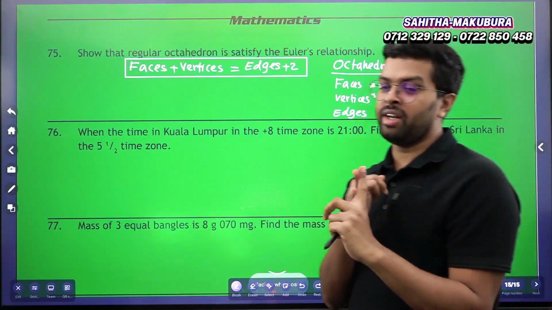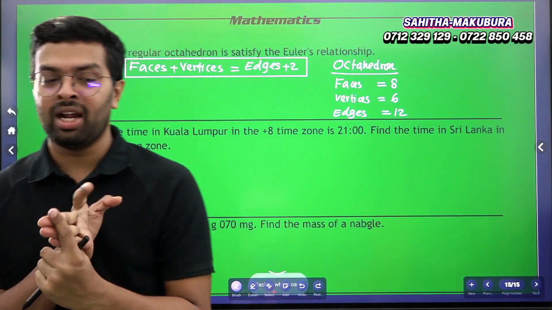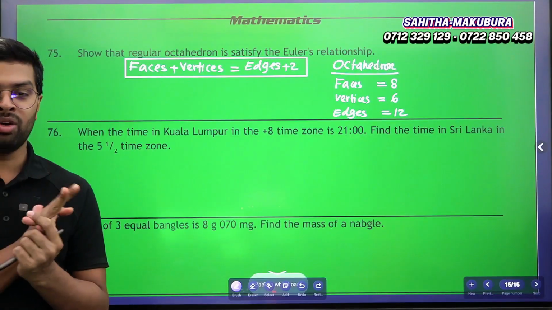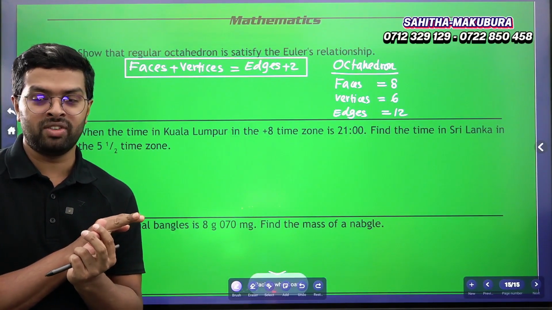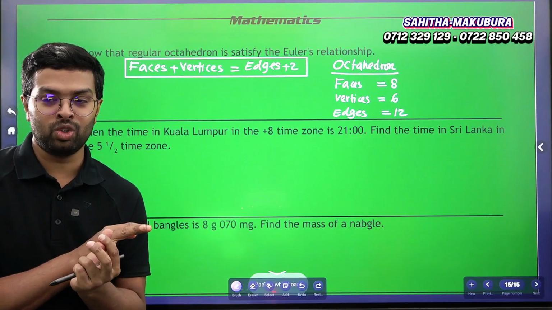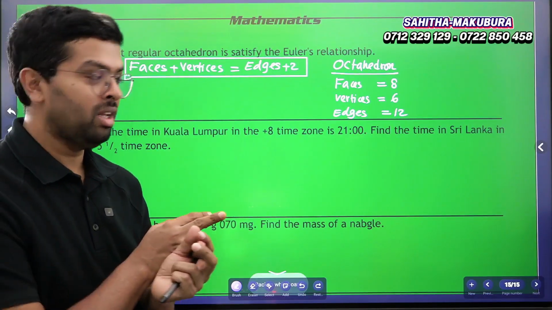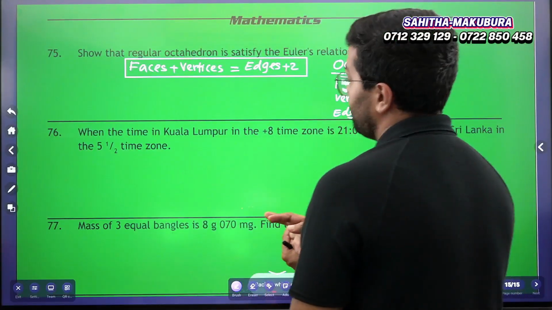Octahedron, icosahedron, dodecahedron. Remember all of them, okay? Number of faces, vertices, edges. You must remember them. Otherwise, there will definitely be questions from these lessons.